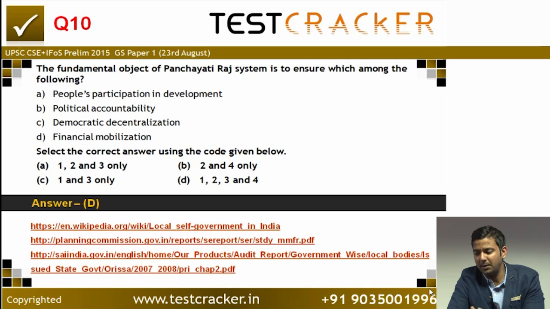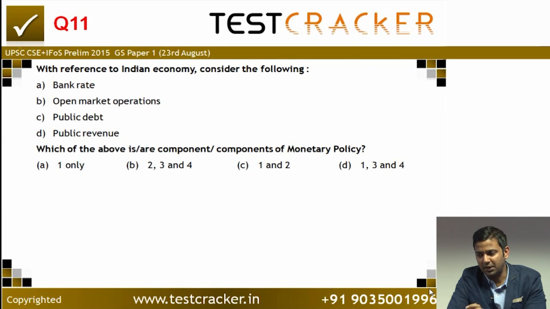There are too many reports by the Planning Commission where they discuss that financial mobilization opportunities available through Panchayati Raj system have not been appropriately utilized by the states. They need to empower the panchayats more in order to make the 73rd amendment successful. Therefore the answer is D, 1, 2, 3 and 4.